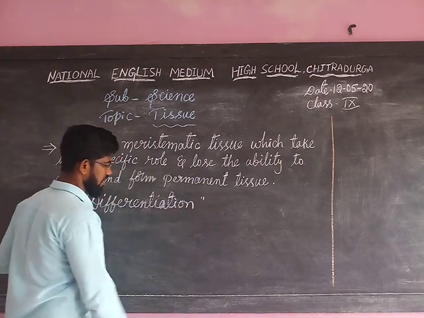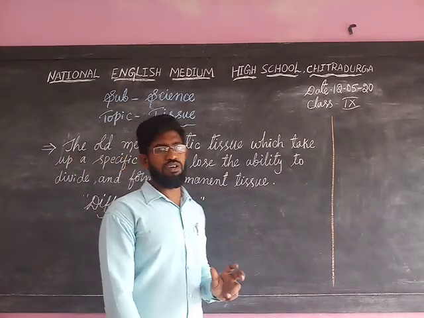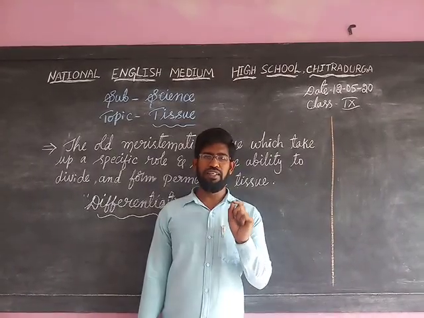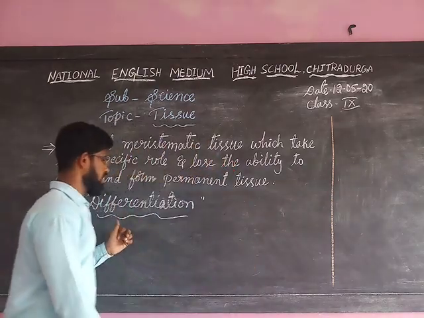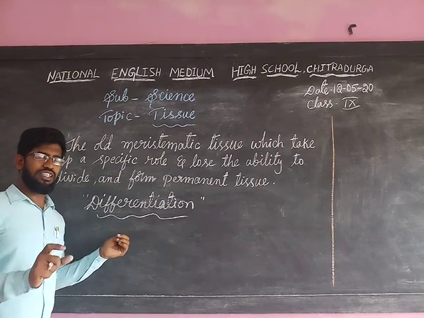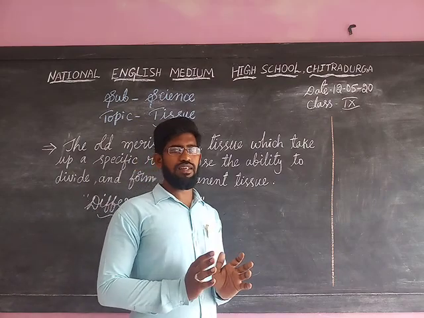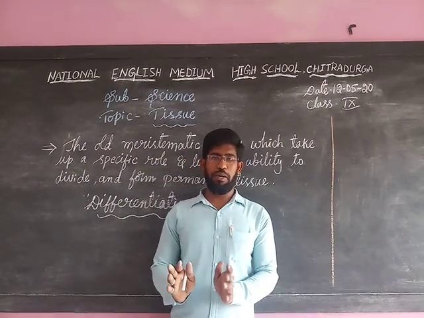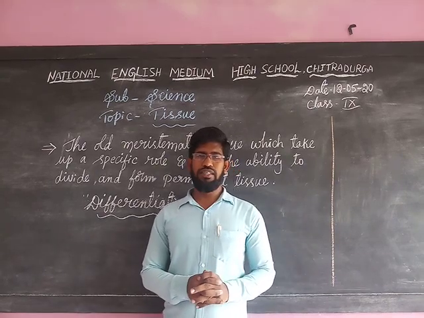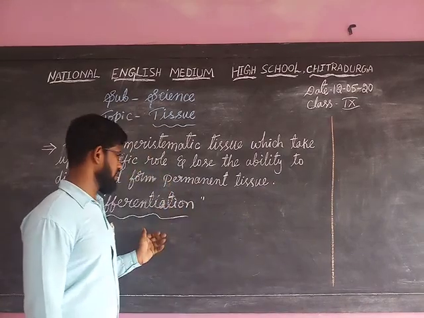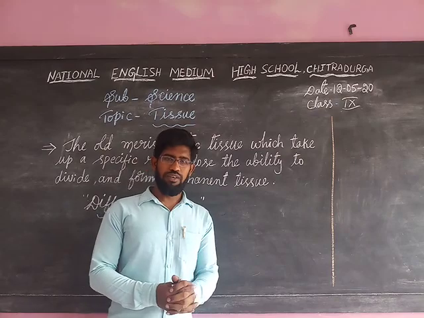Once again, I will repeat the definition. Note down. Differentiation is nothing but the process of taking up a permanent shape, size and particular function. From the meristematic tissue, they are differentiated into permanent tissue, and once they are converted into permanent tissue, they are fixed to a place and fixed to a particular function. Understood everyone? Let us see what different types the permanent tissues have and what permanent functions they have in the video clips.